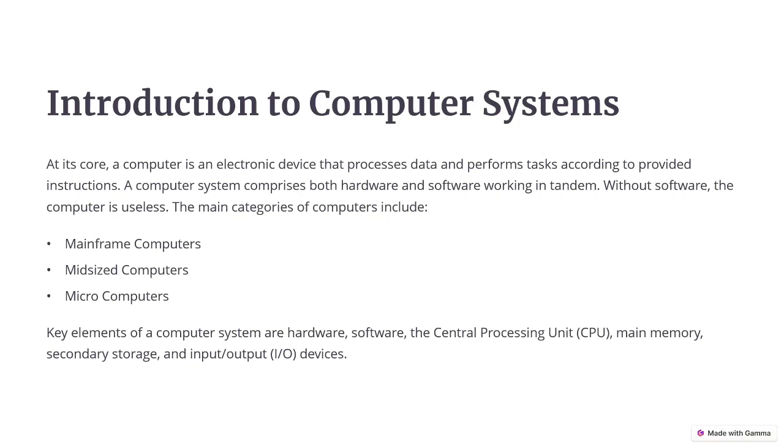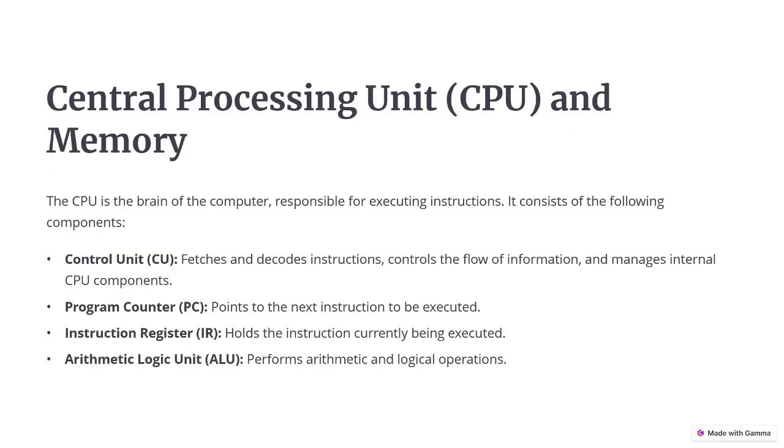Key elements of a computer system are hardware, software, and the central processing unit, which we call the CPU, main memory, secondary storage, and input output devices. Central processing unit and memory. A CPU is the brain of the computer, responsible for executing instructions.